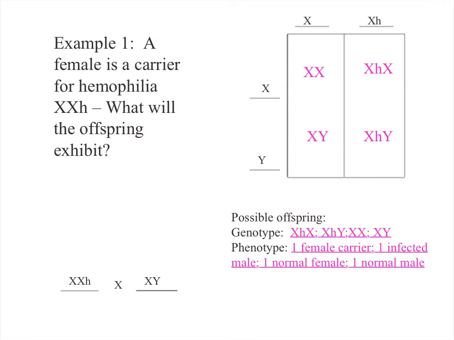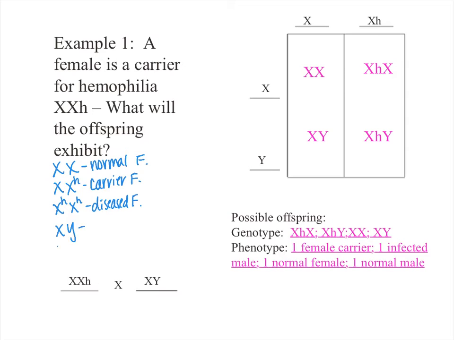Okay, so example 1. If you have carriers, then you know it's a recessive disease, and most of the time they are. So again, I'm going to start with a key. I'm going to follow the format that we did here. If it has the H on it, then that's the hemophilia gene. So this will be a normal female. I'm just going to put F for female. This will be a carrier female. And again, only females are carriers. And then this will be a diseased female. And then for males, there's only 2 options. It's either a normal male or a diseased hemophiliac male.